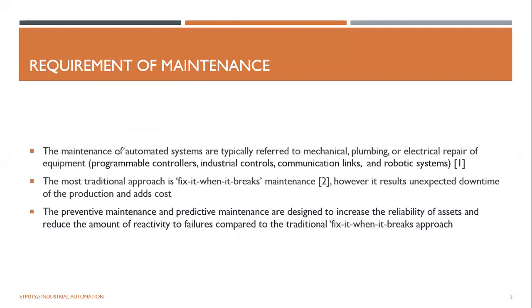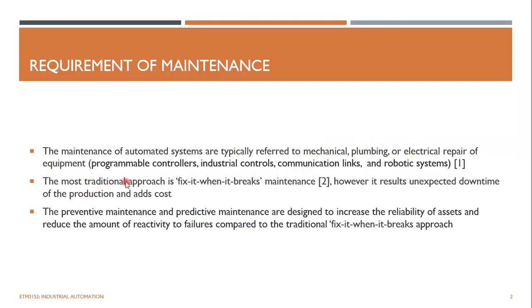The maintenance of automated systems typically refers to mechanical, plumbing, and electrical repair of equipment. So these are three types. If you go into industry, you have to deal with all three types of maintenance, even if you're an electrical engineer or a mechatronics technician. You have to deal with the mechanical part as well as the electrical part. The electrical equipment could be programmable logic controllers, industrial controls, communication links, and robotic systems.